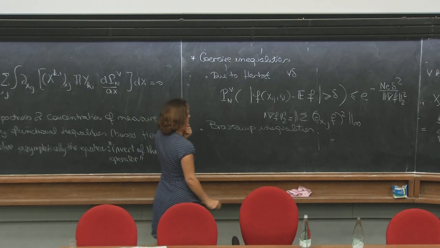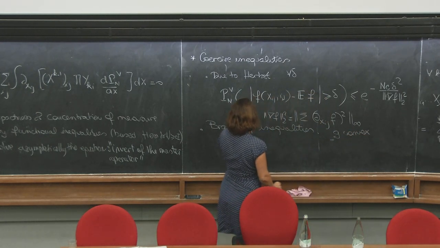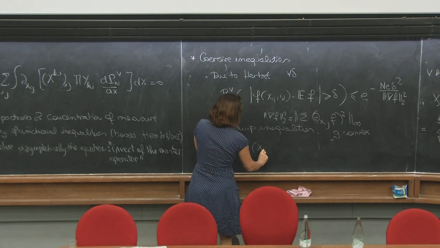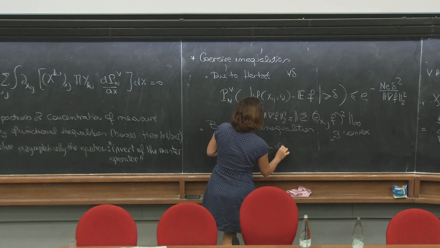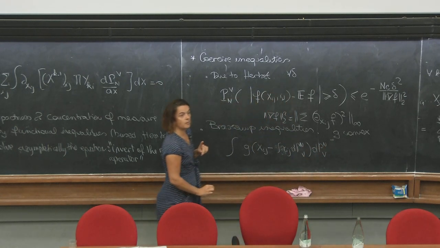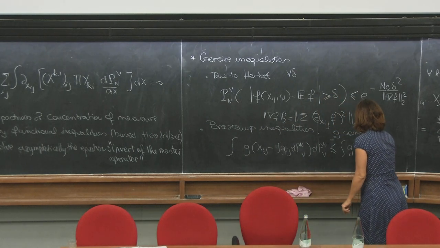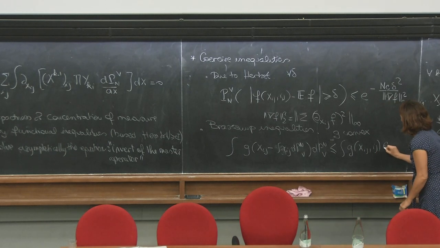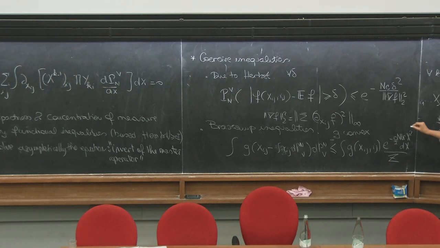And what Brascamp-Lieb inequalities tell me is that if I take G to be convex, so again a convex function of the entries, then the expectation of G of the entries that I recenter by M_ij, where M_ij is the X_ij under dP_n^V, I can compare this expectation with the one under the Gaussian law, also on all the entries. But now what I have is n trace x squared times c over 2. Okay, so this is actually P, but of the Gaussian potential.